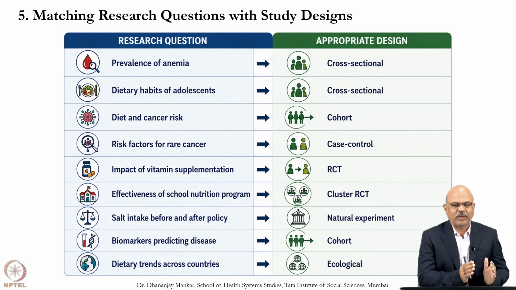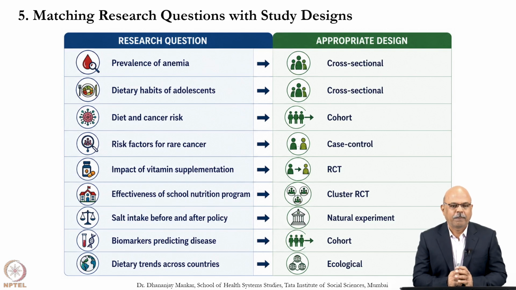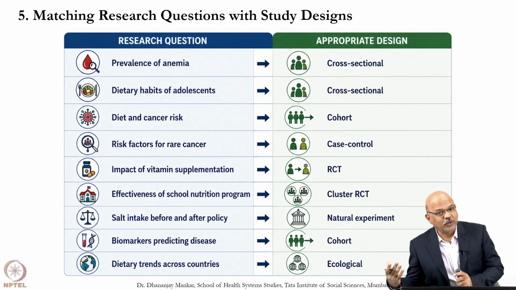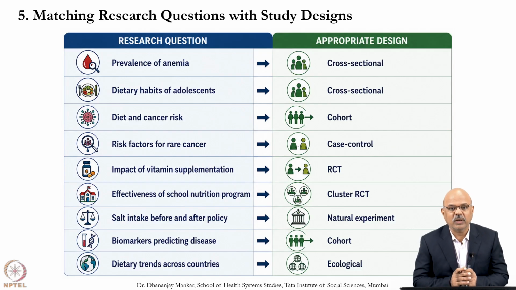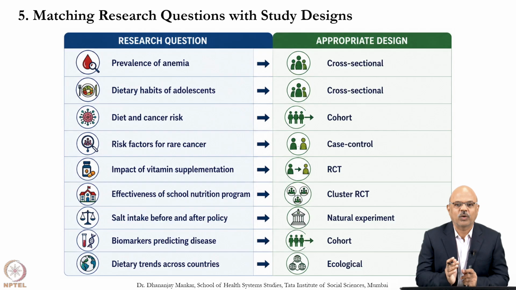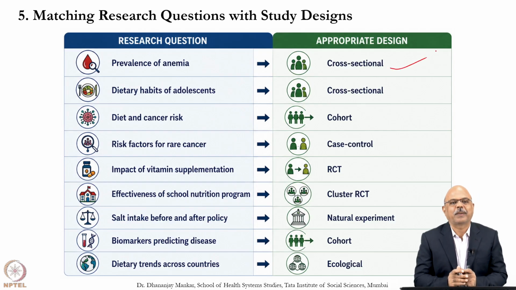Now, matching research questions with the study design. It is very important: you take the research question on the one hand and the appropriate design on the other hand. You can take it as a benefit for your own projects. You can also develop a project on the basis of the appropriate designs stated here. Prevalence of anemia, if you have to understand it as a research question, you should go ahead with a cross-sectional study design. Dietary habits of adults, where you can study multiple dietary habits, you can also go with cross-sectional.